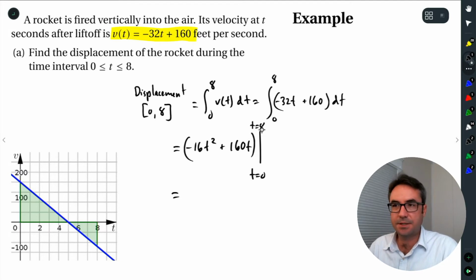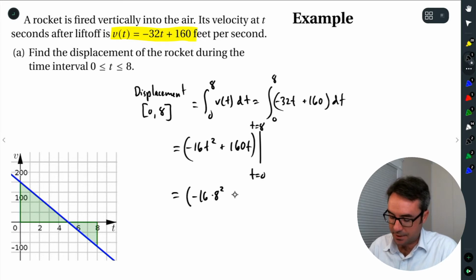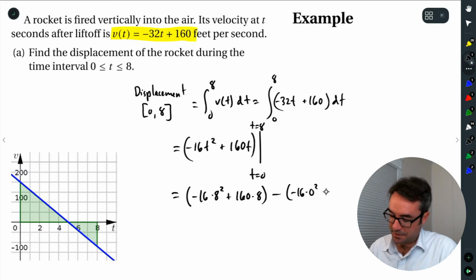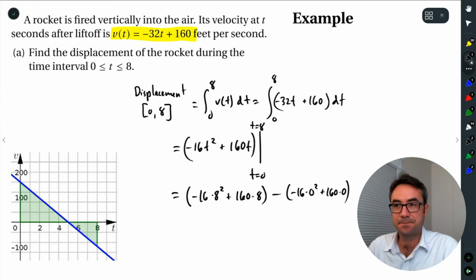All right, so let's plug in. The top number goes in first, so we're going to get negative 16 times 8 squared plus 160 times 8. And then we plug 0 in, and we get negative 16 times 0 is 0. 160 times 0 is 0. So we get a whole bunch of nothing. Doesn't always happen that way, but in this case it does.